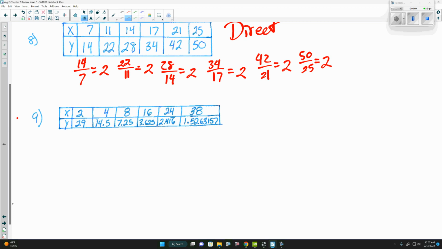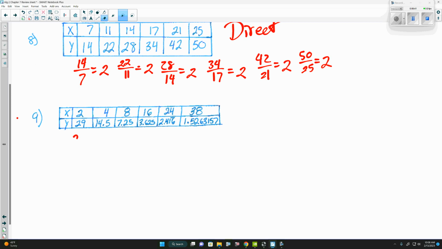Now let's look at number 9. So we can start off with doing it by direct variation. 29 divided by 2 is 14.5. Well, we can do 14.5 divided by 4, but I know I'm not going to get what? 14.5. They're not going to be the same. So we can stop there.